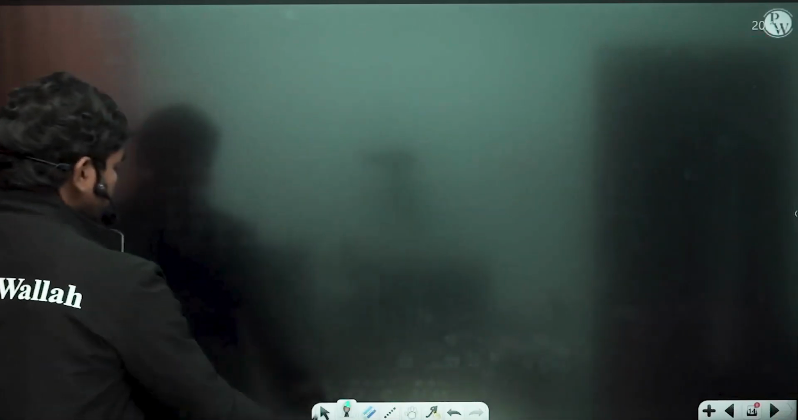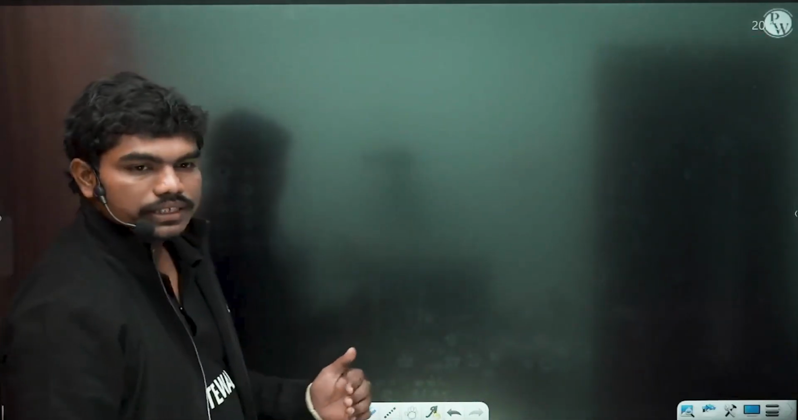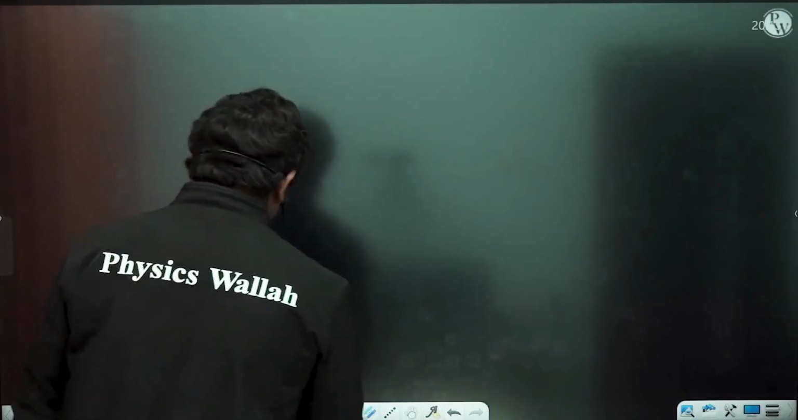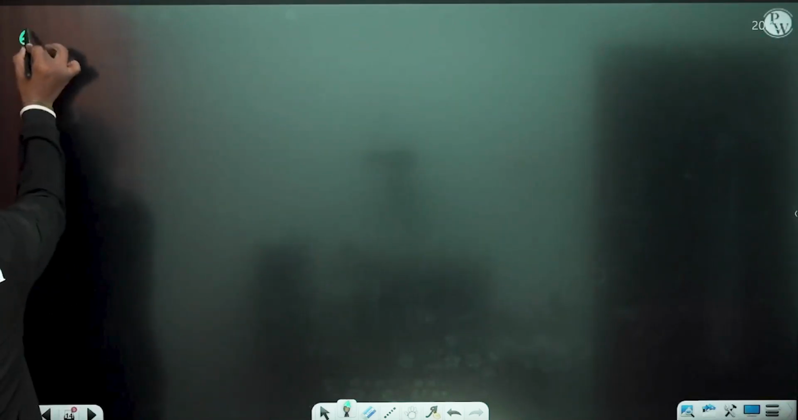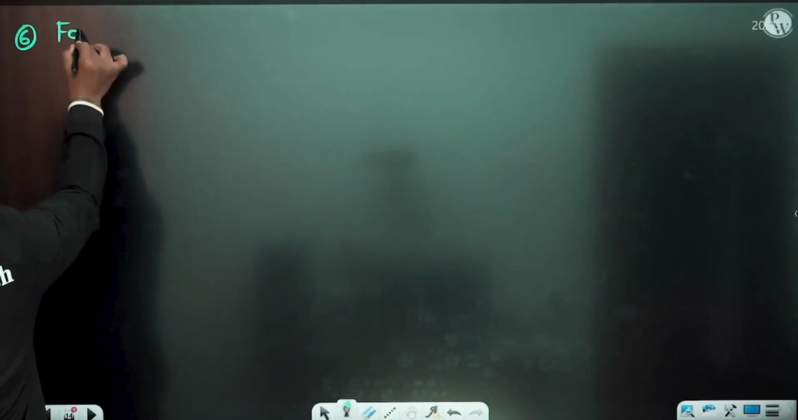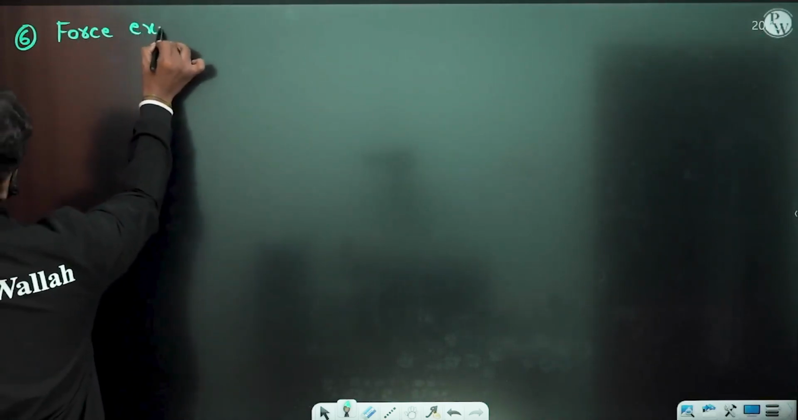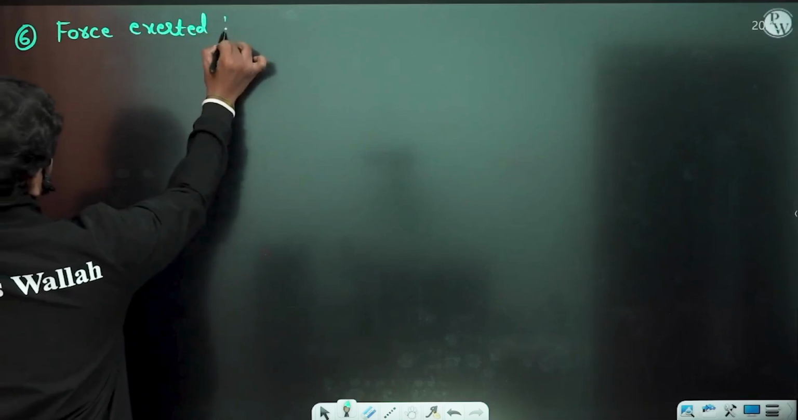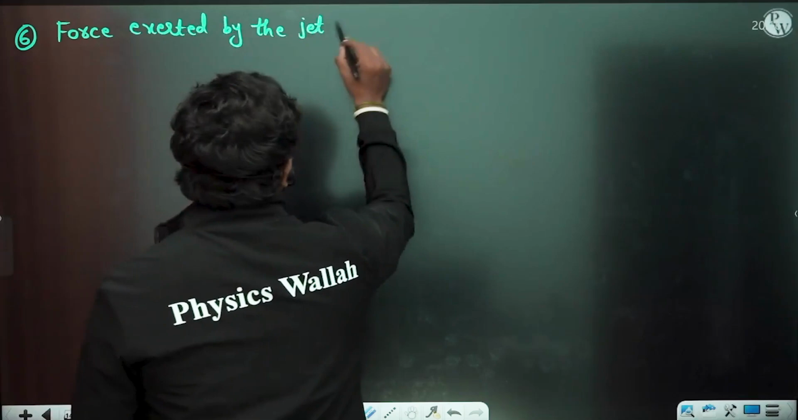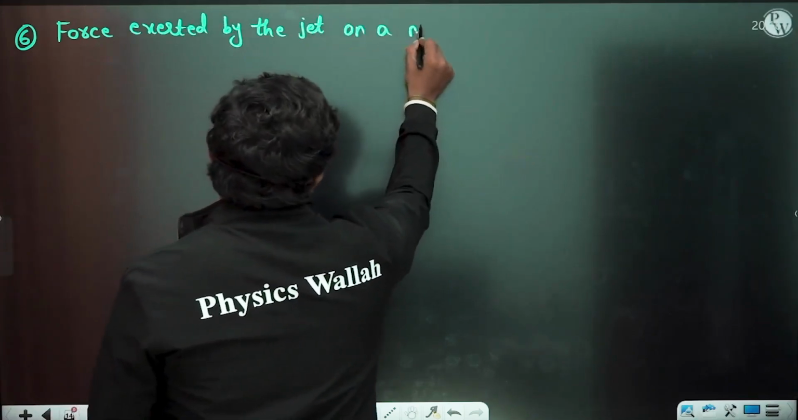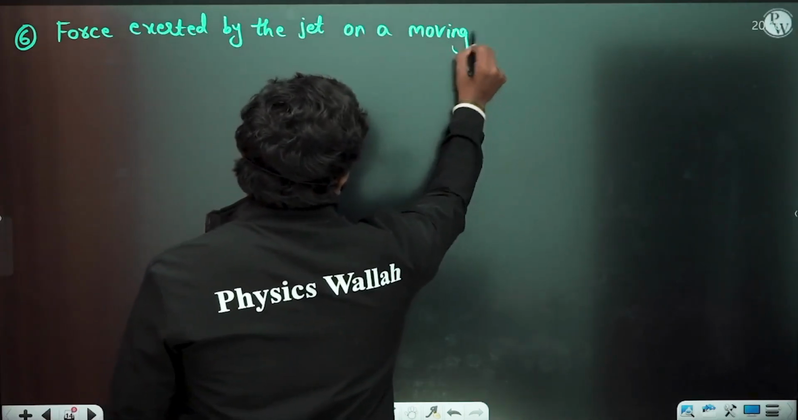So let us see one more case: force exerted by the jet on a curved moving vane. Here the vane is curved, but it is actually moving. Force exerted by the jet on a sixth case, let us say, any number of cases, I don't bother. So, force exerted by the jet on a moving curved vane.